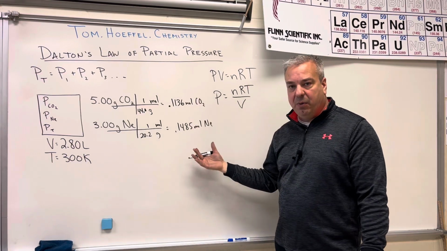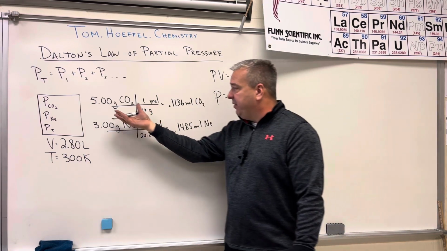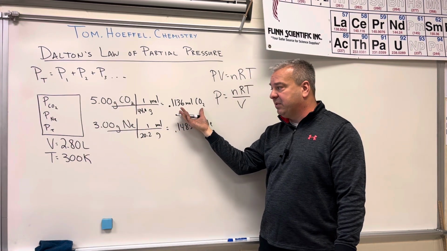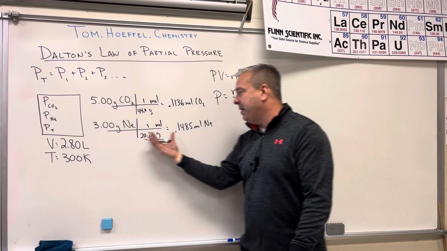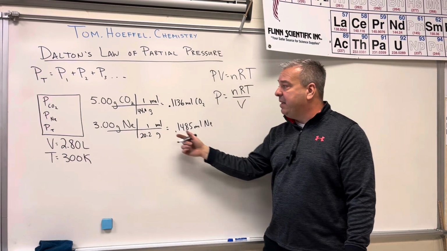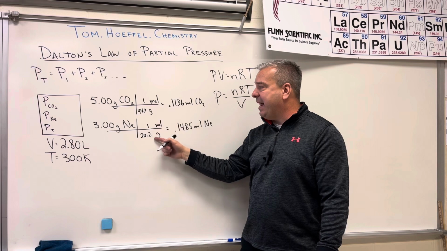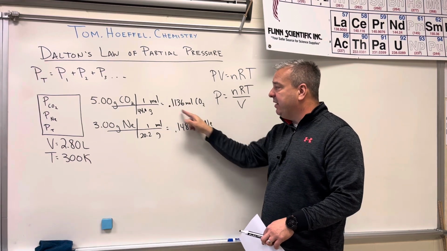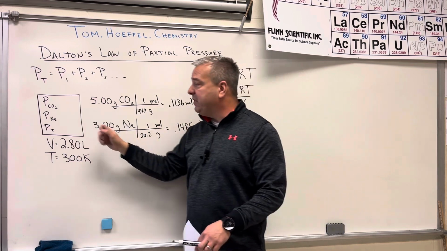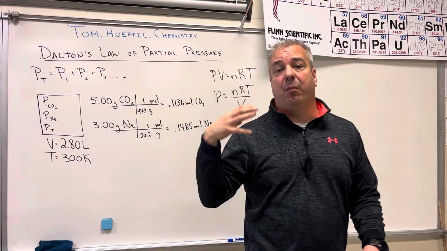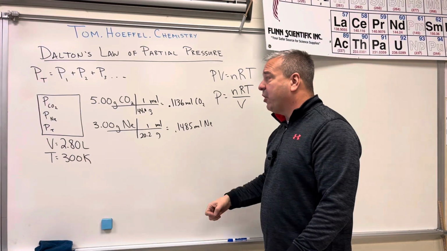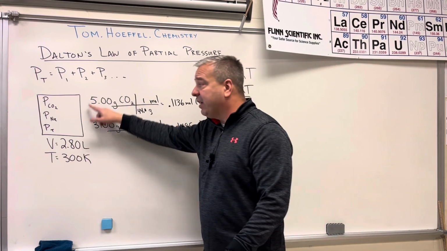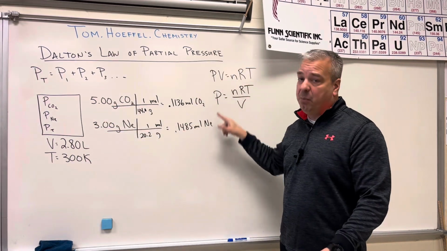is going to exhibit the more pressure? The carbon dioxide is 5 grams, but that's only 0.1136 moles. The neon is 3 grams, but it ends up being more moles, because when you consider their molar mass, it looks like there's more moles of neon than there is carbon dioxide. So when I'm done with this problem, I'm expecting to have more pressure from the neon than the carbon dioxide because there's more moles of it. You don't look at the grams, you're going to look at the moles.